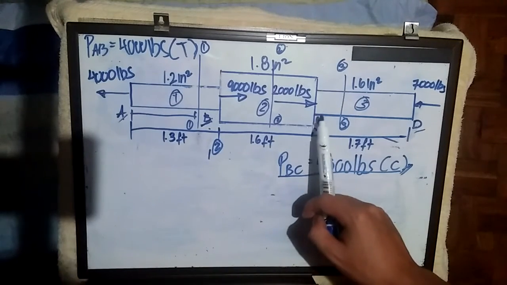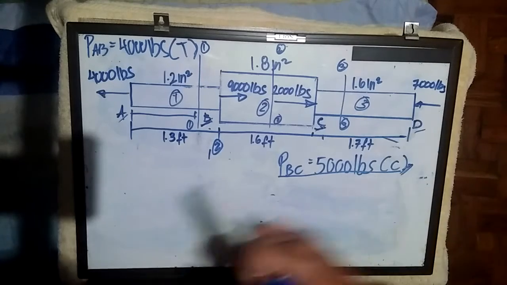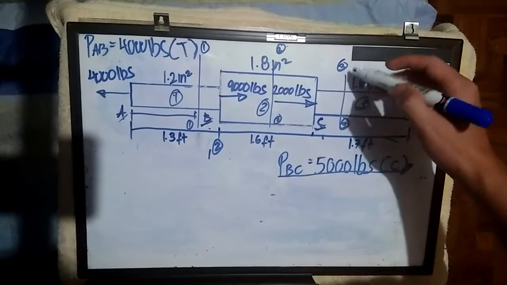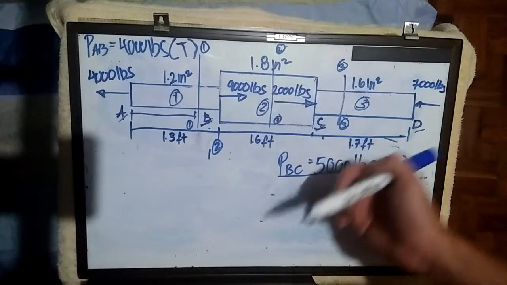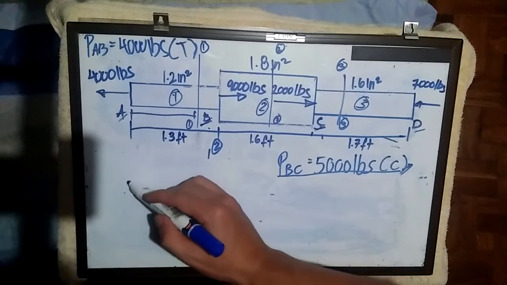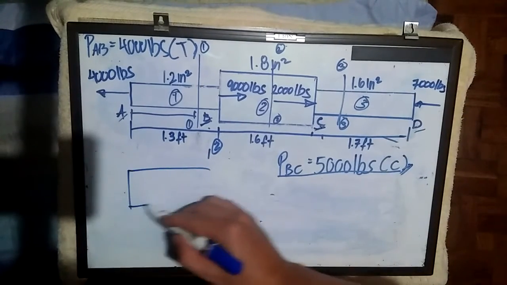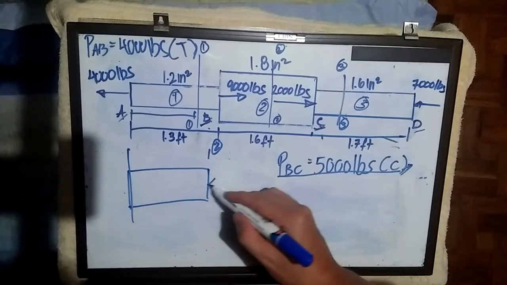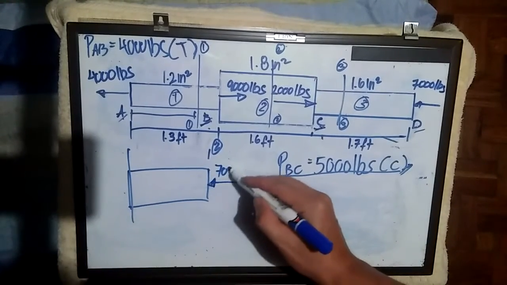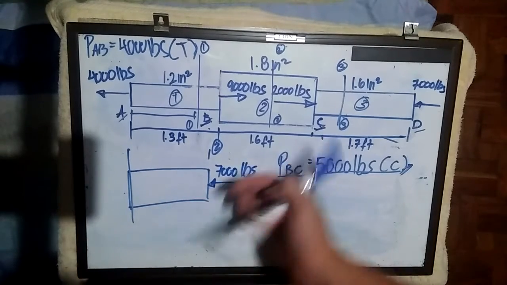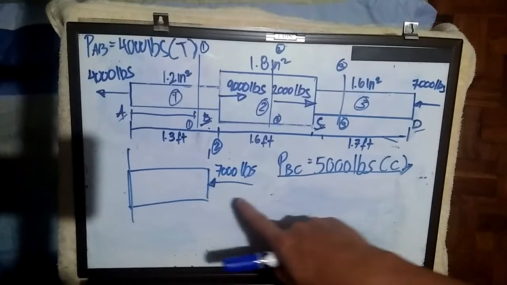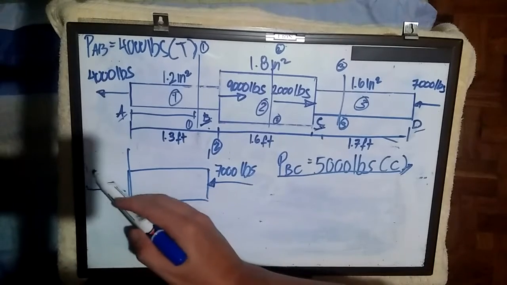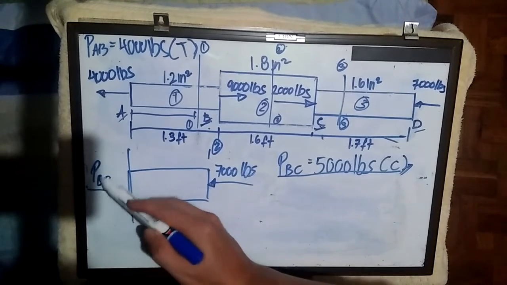Yung pinakahuli naman dito ay kay CD. So, draw po natin yung free body diagram ni segment CD, pero hinati na natin siya dito. Nag-sectioning na po tayo. So, ganito yan. Ayan. So, dito po yung hati niya. 7,000 pounds going at this direction. So, 7,000 pounds. So, naturally, we are going to find a way para mag-counteract dito kay 7,000. So, going, obviously, to the right. This is P sub CD.